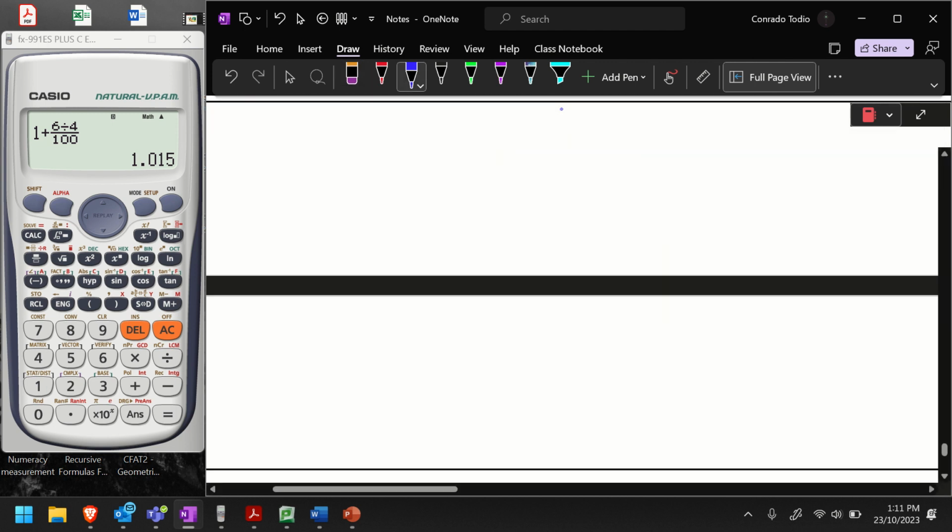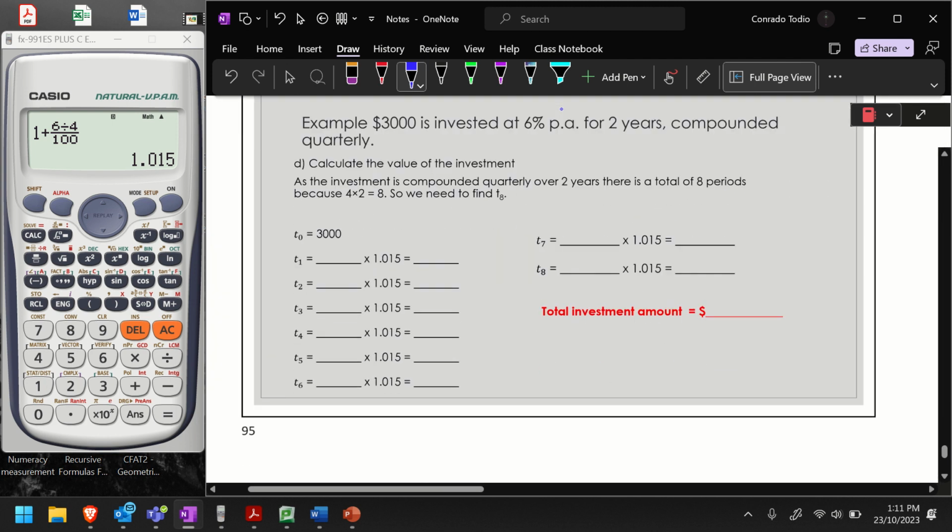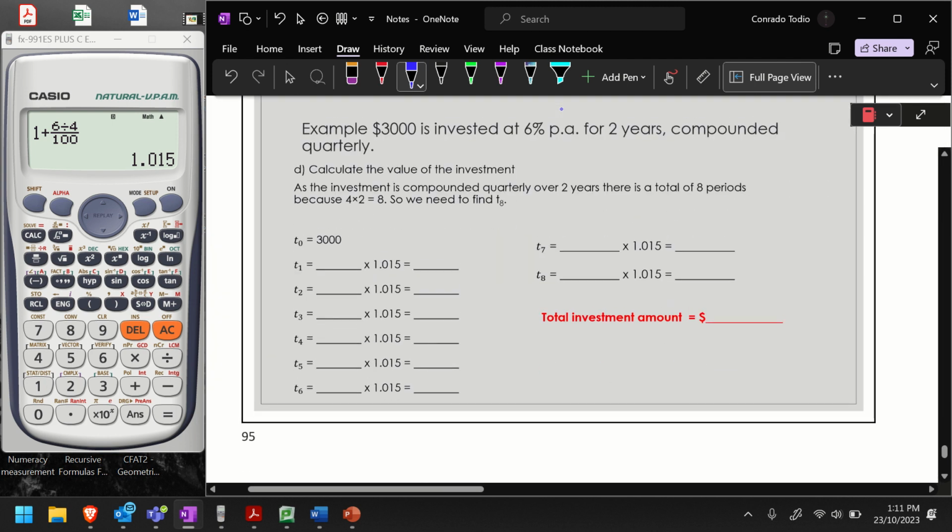Now the next part. Let's go to the next page, guys. Let's work this out. How much money will this guy make after 2 years? Now remember, it's not after 2 terms, even though this is 2 years. Remember, how many times does it compound per year? It's going to be quarterly. That means each year it's going to compound 4 times, and each of those 4 times is a term as well.